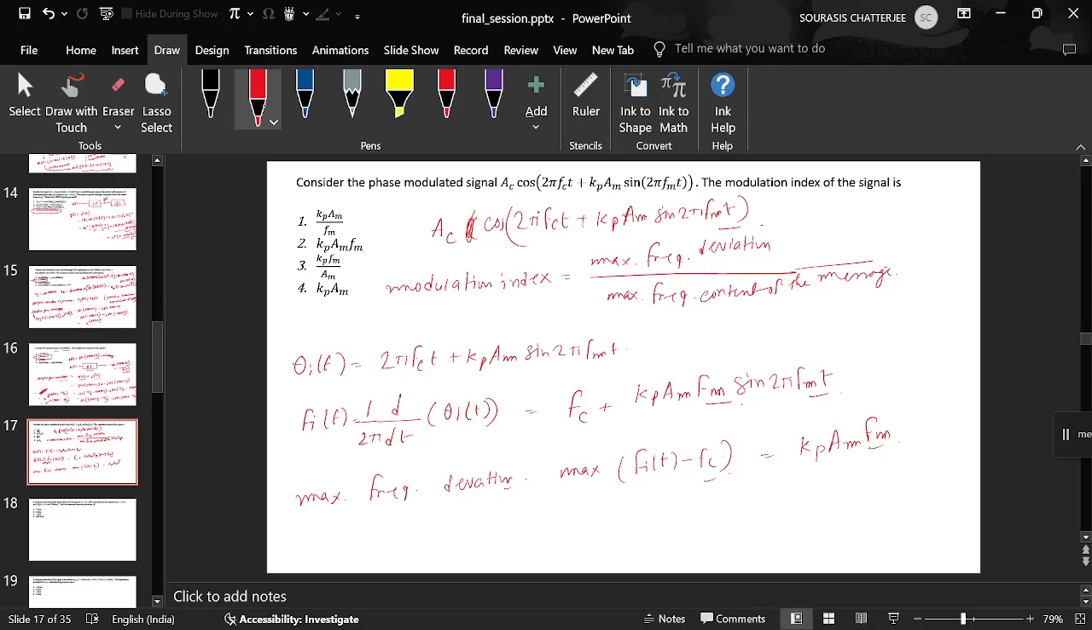So according to this formula, let's say your modulation index you are denoting as mu. So your mu here is del f, the frequency deviation, divided by fm, the maximum frequency content of the message. Here del f we found as kp Am fm, divided by fm. So for a phase modulated signal, your modulation index is going to be kp times Am. That is the fourth one.